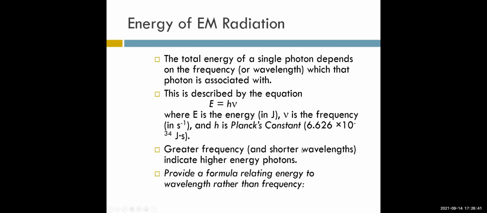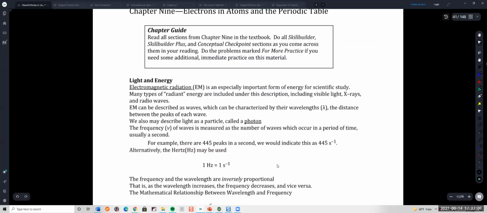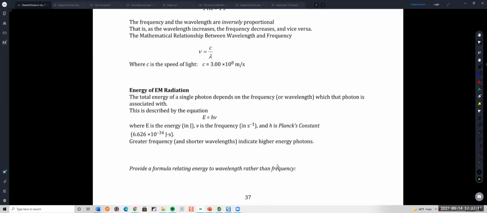So the greater the frequency, the higher the energy of the photons, because energy and frequency are directly proportional. h can't change, but if you make this number twice as big, this number has to be twice as big. Energy and wavelength would be inversely proportional. Let's prove that by coming up with a formula. How would we come up with a formula that gives you E equals something times wavelength?